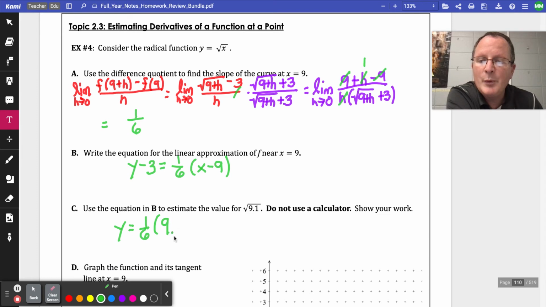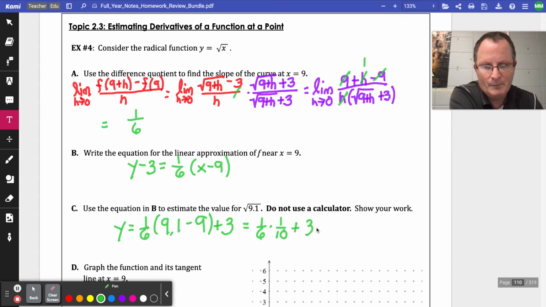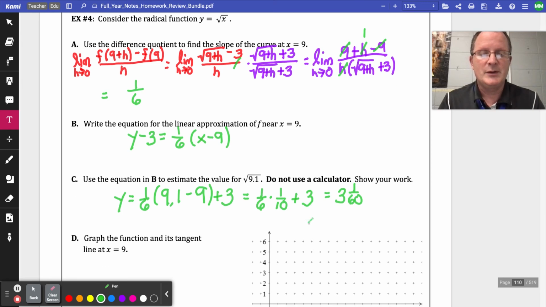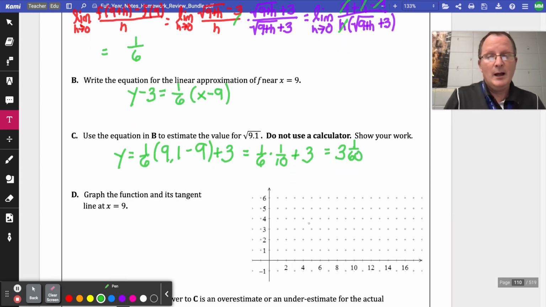and then the 3 that I haven't added, plus 3. Okay, and so this is going to be 1/6 of 1/10 plus 3. So it's going to be 3 and 1/60th. I don't know what that is as a decimal, and we kind of need to know that a little bit. Well, we could use a calculator in a second, but now it wants us to graph those two.